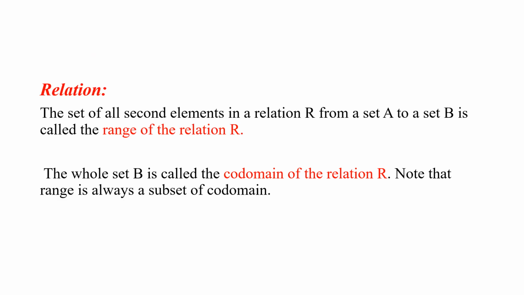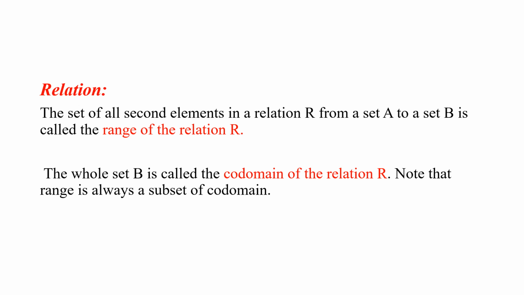The set of all second elements in R from set A to set B is called the range of the relation capital R. So first we have seen the domain, and the next is the set of second elements. Those elements are called the range of the relation capital R.